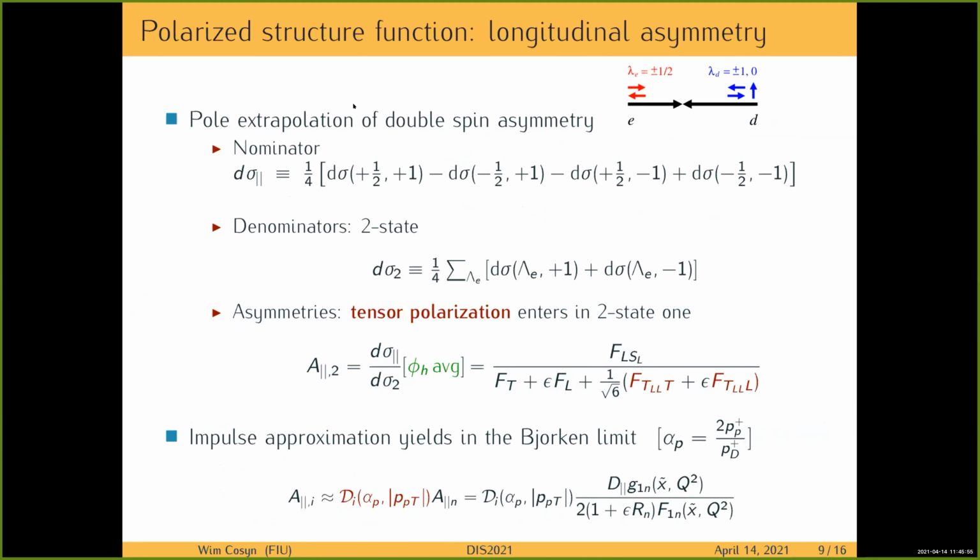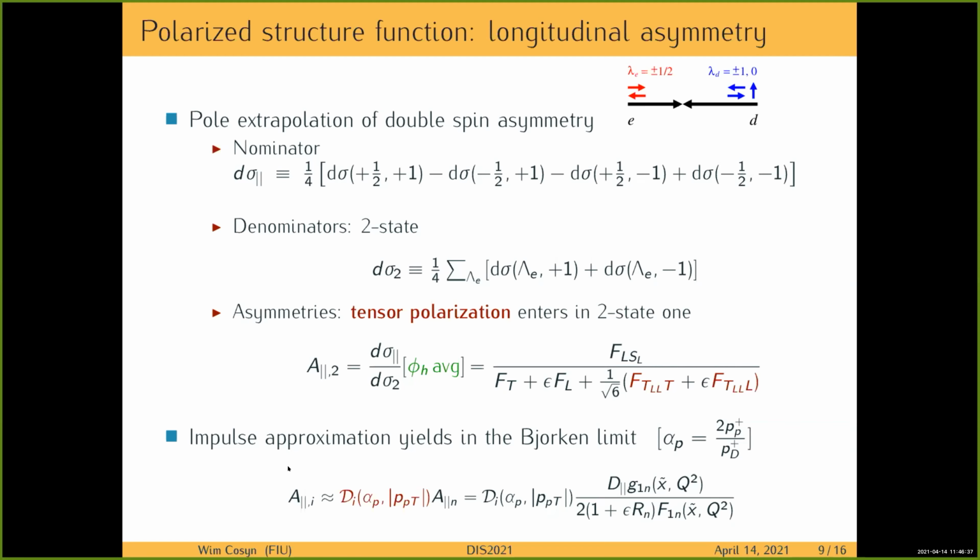All right, so applications. First one is the longitudinal asymmetry, so polarized electron, polarized deuteron, and we just take the double spin asymmetry between the +1 and -1 deuteron states here. The denominator is not unpolarized, but it's the summed cross section only including the +1 and -1 polarization states. So we don't need the zero polarization here of the deuteron, which exists. So it's not an unpolarized denominator, but only +1 and -1. And as a consequence, you do have tensor polarization entering the denominator. So it might seem more complicated, but it actually simplifies the theoretical description, as I'll show you next.